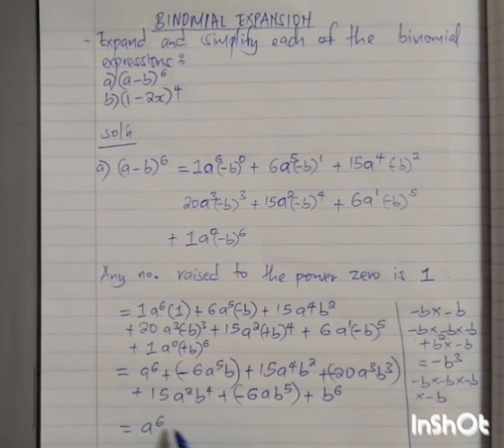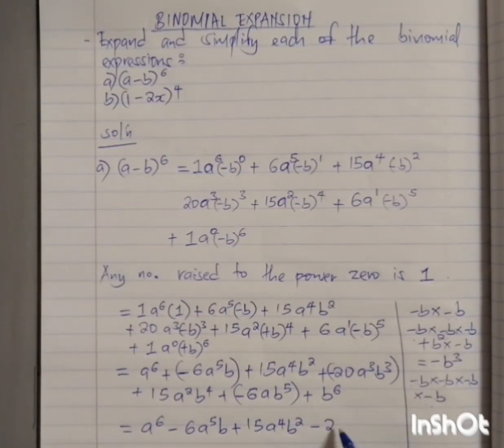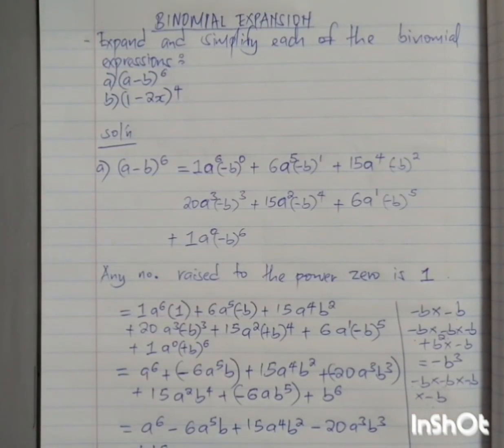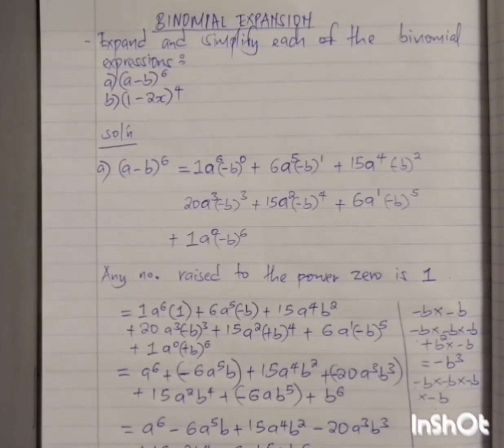So we have a to the power 6 minus 6 a to the power 5 b plus 15 a to the power 4 b squared minus 20 a cubed b cubed plus 15 a squared b to the power 4 minus 6 a b to the power 5 plus b to the power 6. And that's the final answer.